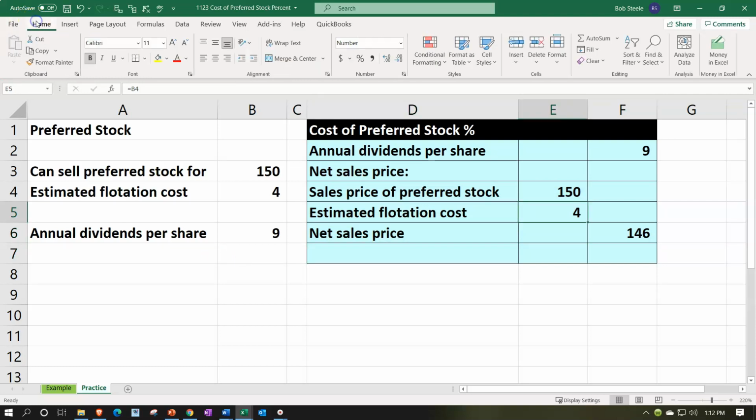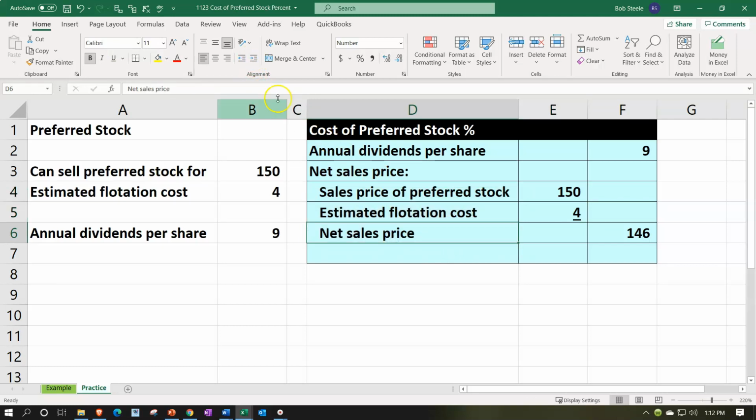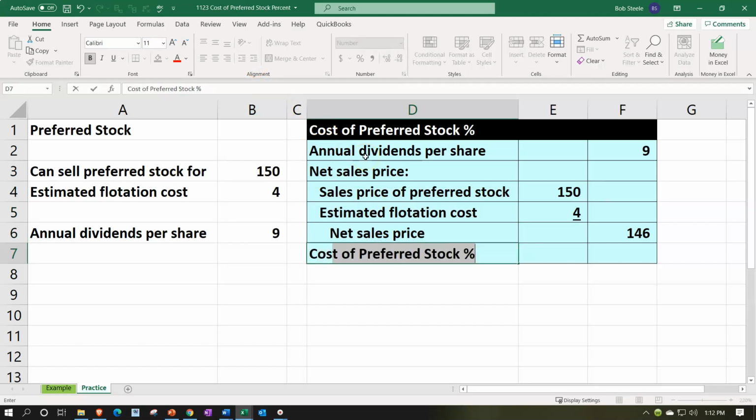I'm going to go to the Home tab then, Font group, and Underline. Going to select these items and then indent them, go into the Alignment group and indent, then the net sales, Alignment group, indent again. That's going to give us then the cost of preferred stock percent that we'll have.